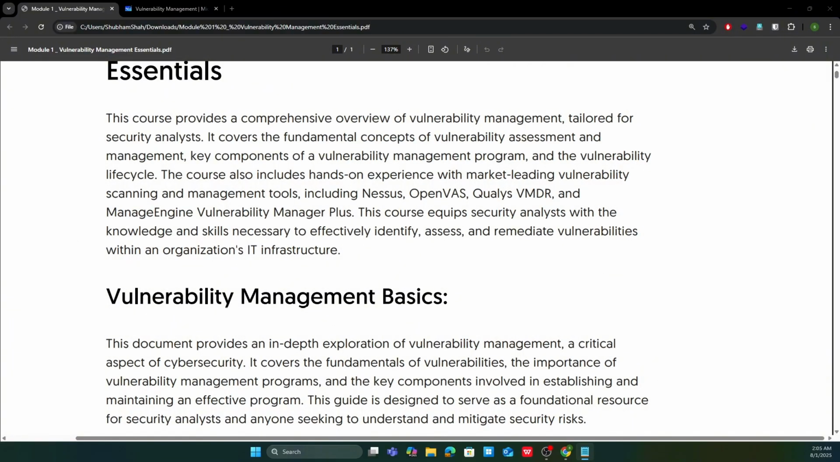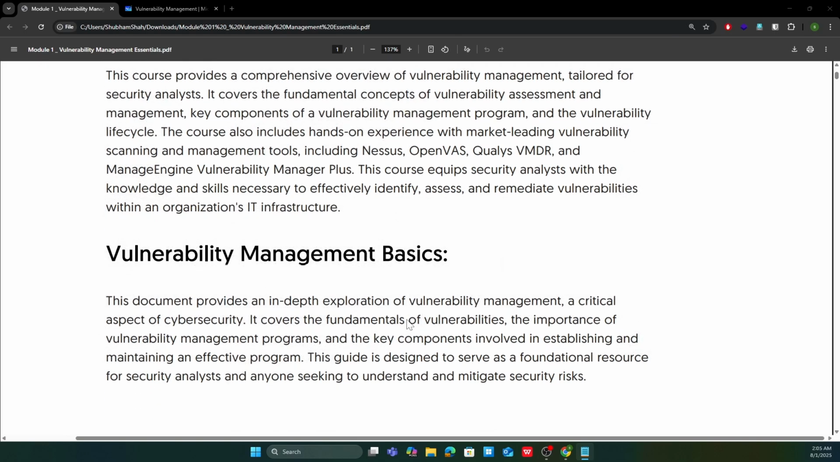So let's begin with the fundamentals. This document provides an in-depth exploration of vulnerability management, which is a very critical aspect of cybersecurity. It's a foundational resource designed for security analysts and anyone who wants to understand and mitigate security risk.